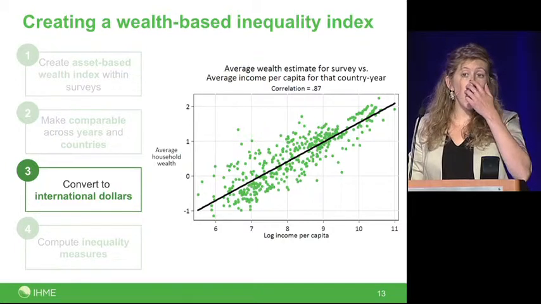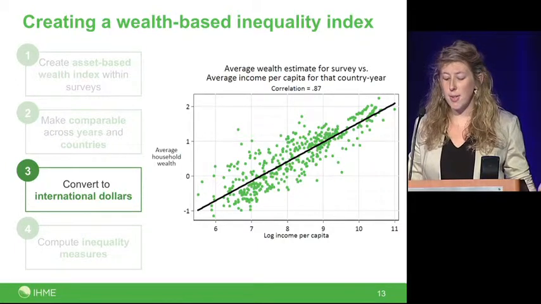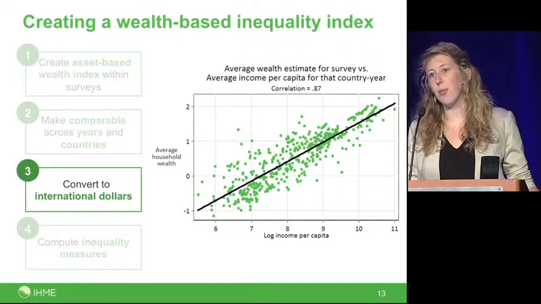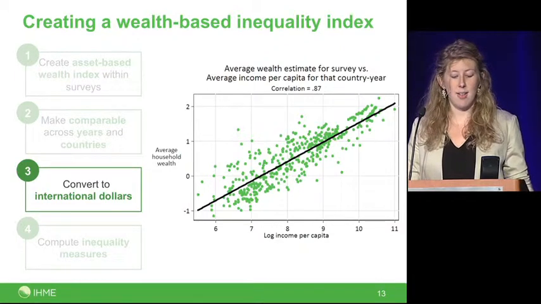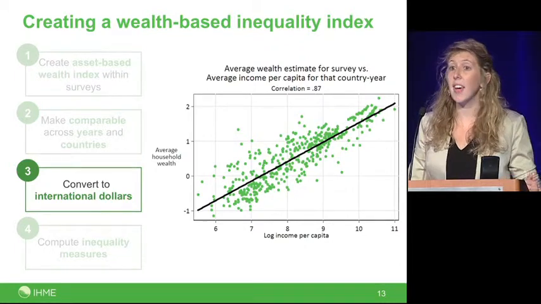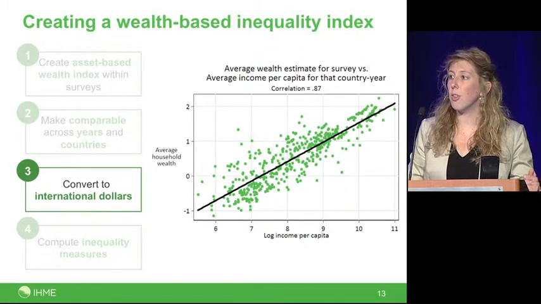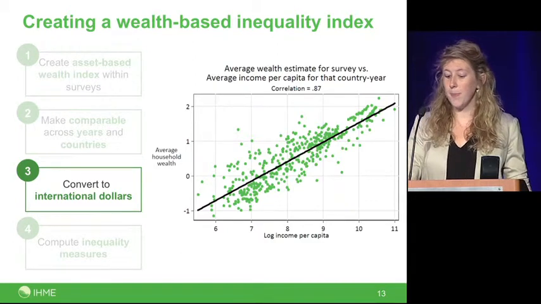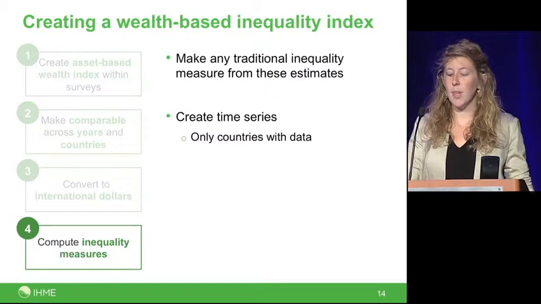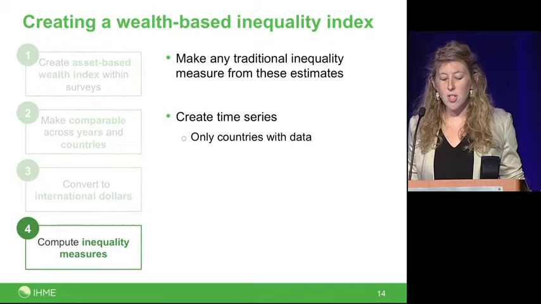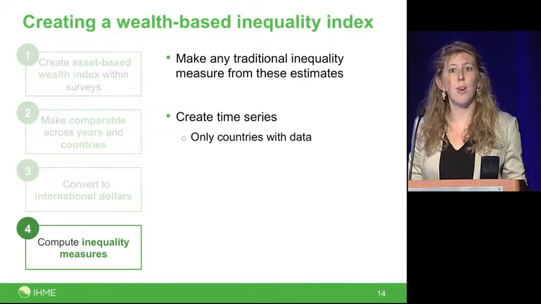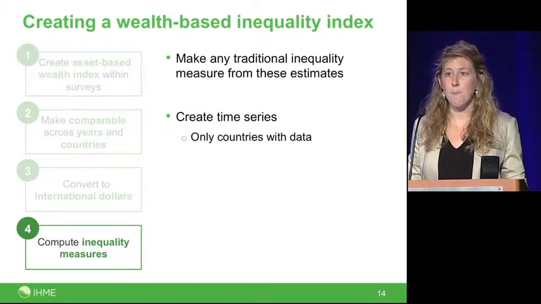The problem is that we're still working in wealth space, which doesn't make much sense to us, so we need to convert it to dollars. Thankfully, if we take the average wealth estimate for a survey and compare that to the income per capita in that country and year, there's a remarkably strong correlation. So we can just do a linear transformation to go from wealth to dollars. Once we have that, we can make any traditional inequality measure from these estimates that we would like, including the Atkinson index, the ratio of the 90th to the 10th percentile, and again, we'll focus on the Gini coefficient here.